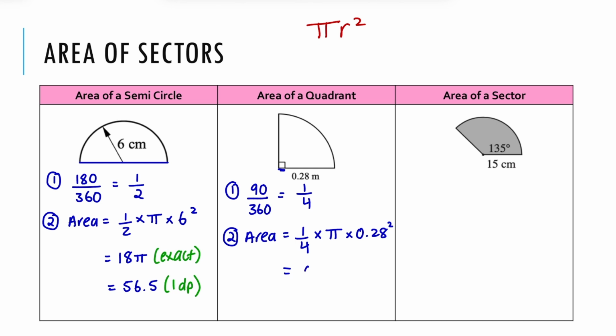So here it will be 0.1, I believe. What have we got? Meters. Oh, sorry, I forgot to put that in the last one. So meters squared, and the other one should be centimeters squared.